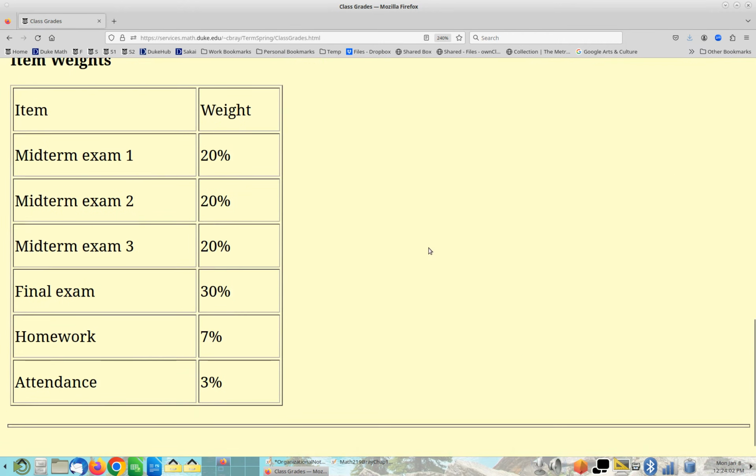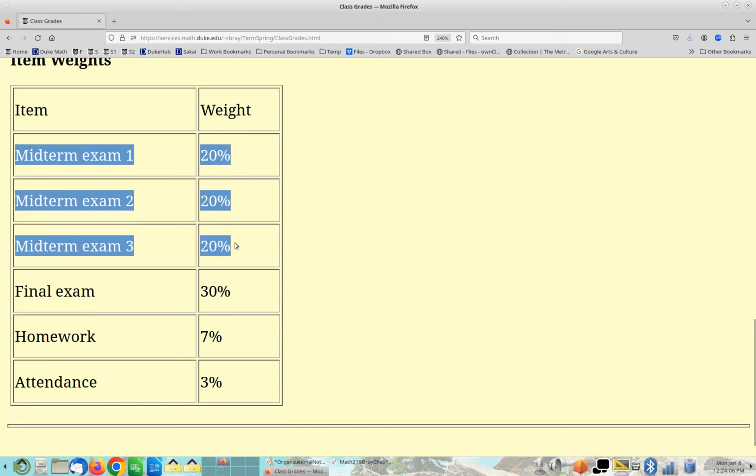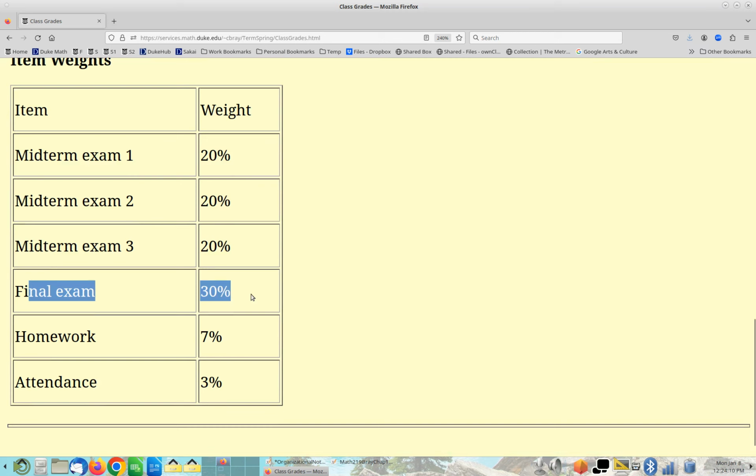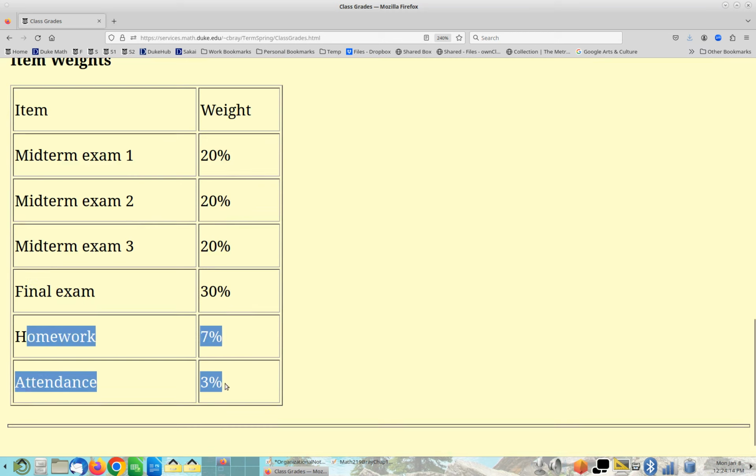The first thing you're going to notice are the weights down here. As I discussed, we're going to do 20% for each of the midterms. Final exam is 30% as required for all sections. And then here's how I'm going to break down my flex 10%. 7% will be your homework average. 3% will be attendance. So do notice, and this is an important observation, attendance counts.